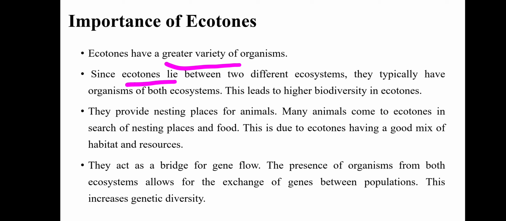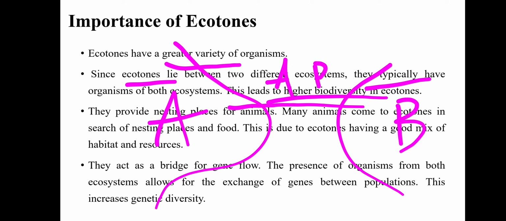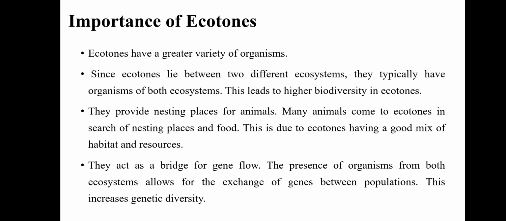Ecotones lie between two different ecosystems. They typically have organisms of both ecosystems. This leads to higher biodiversity in ecotones. Suppose this is ecosystem 1, or A, and this is ecosystem 2, or B. Here both A and B species are found, or maybe some other type C along with A and B. So in the ecotone, more biodiversity is found.